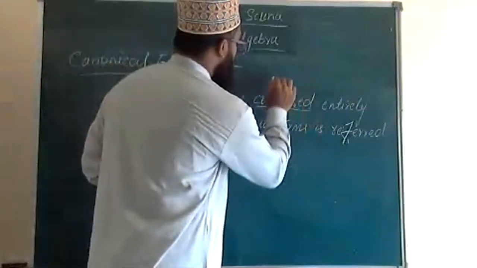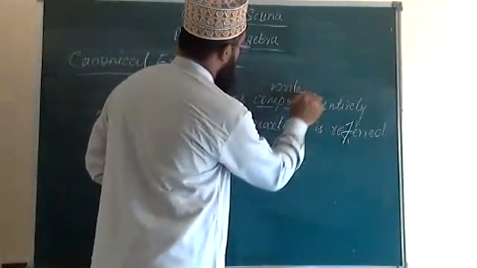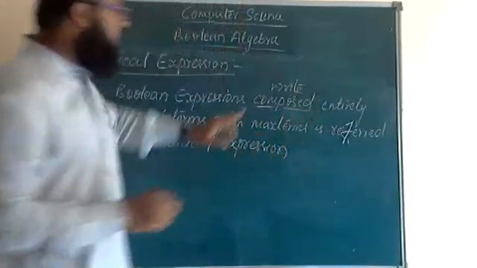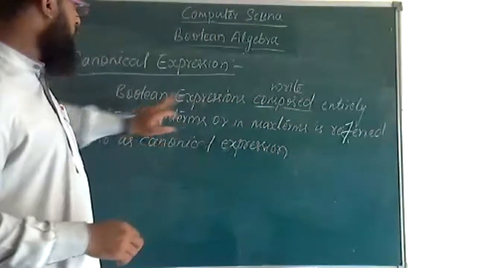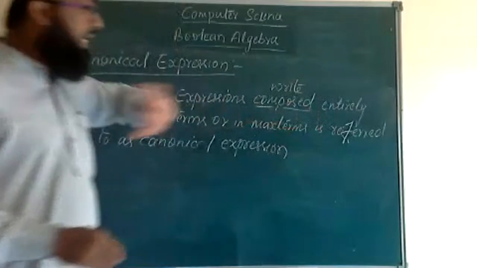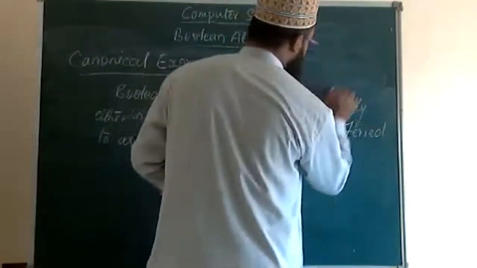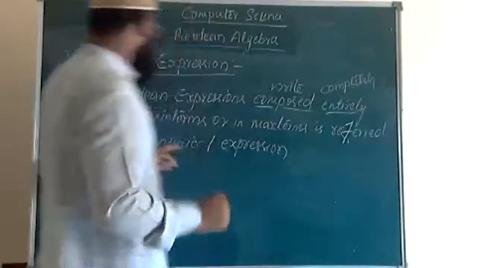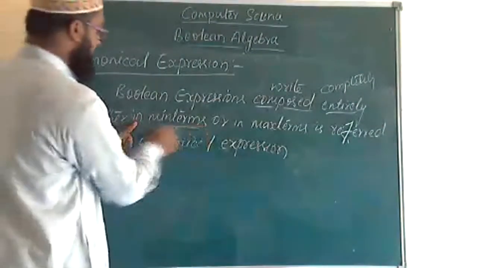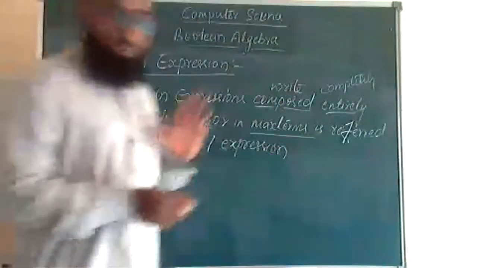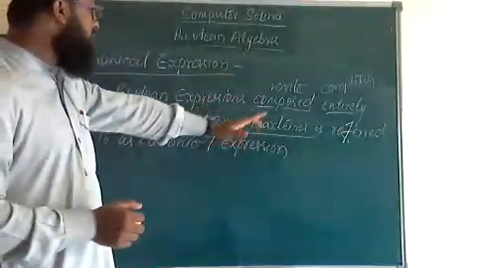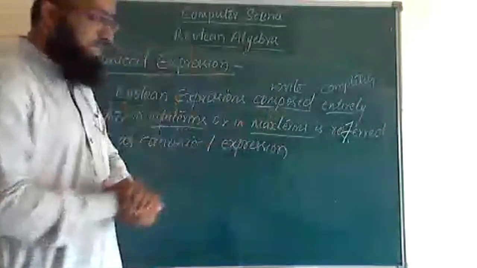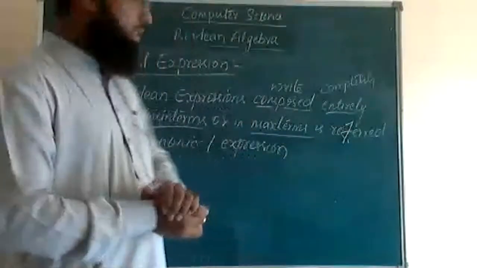Composed means writing or written is called composed. Okay, Boolean expressions composed entirely means completely, either in min terms or in max terms. The expression which is written completely either in min terms or in max terms is referred to as canonical expression. I will give you the example for this.